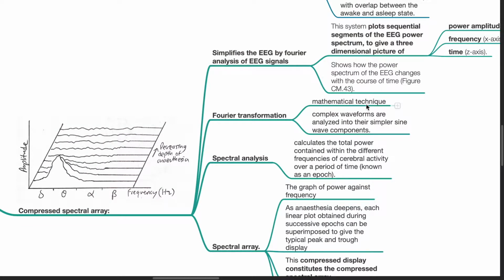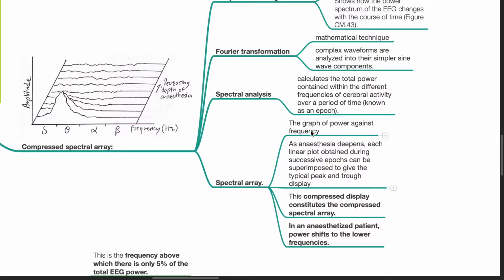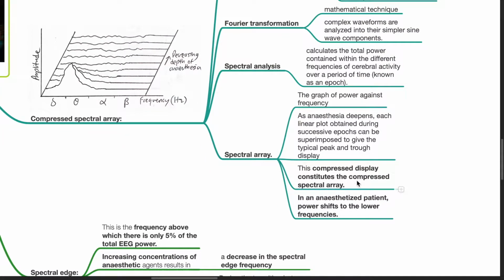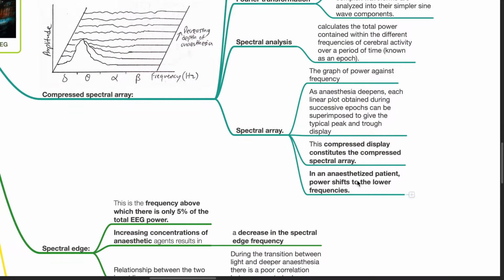Fourier transformation refers to a mathematical technique where complex waveforms are analyzed into their simple sine wave components. Spectral analysis involves calculation of the total power contained within the different frequencies of cerebral activity over a period of time, known as an epoch. Spectral array, the graph of power against frequency. As anesthesia deepens, each linear plot obtained during successive epochs can be superimposed to give the typical peak and trough display. This compressed display constitutes the compressed spectral array. In an anesthetized patient, power shifts to the lower frequencies.